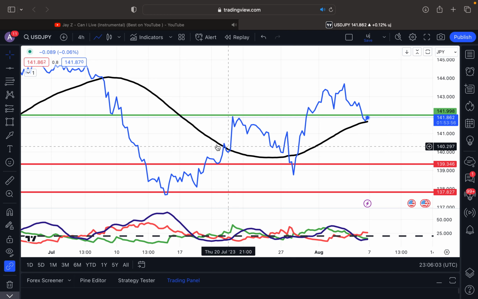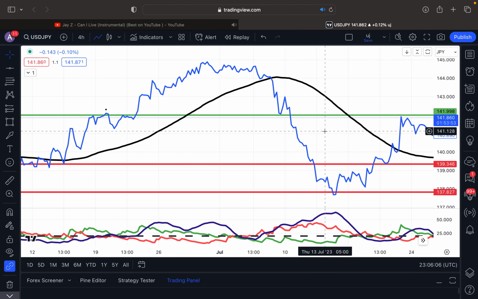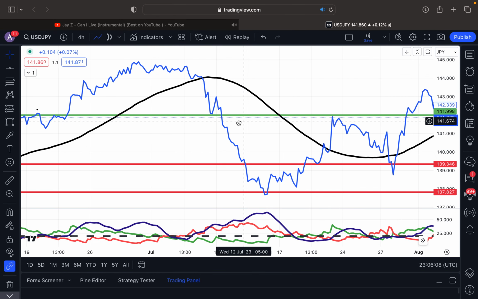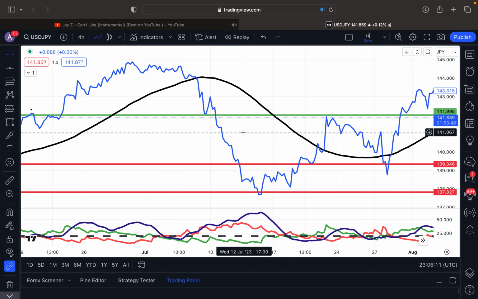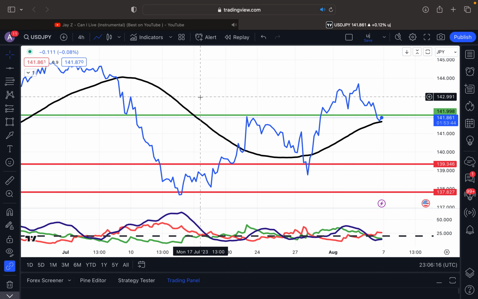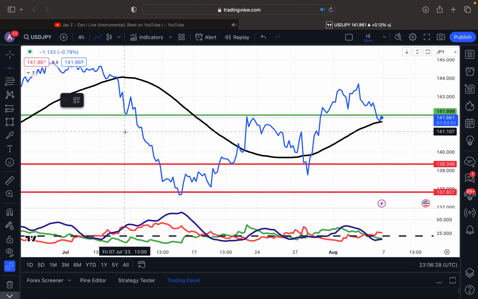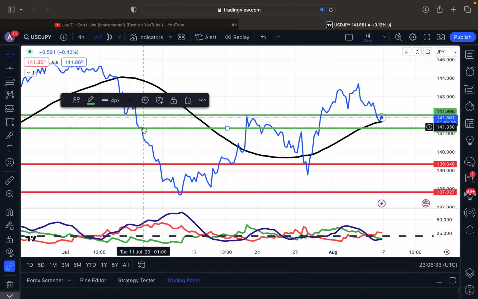I want to find one that's obvious. I always try to make it obvious. Don't ever try to force it, because if you try to force it, it's not going to be a good area. I like to find areas with a lot of touches. Okay, this touched 4 times. I would consider that an area.